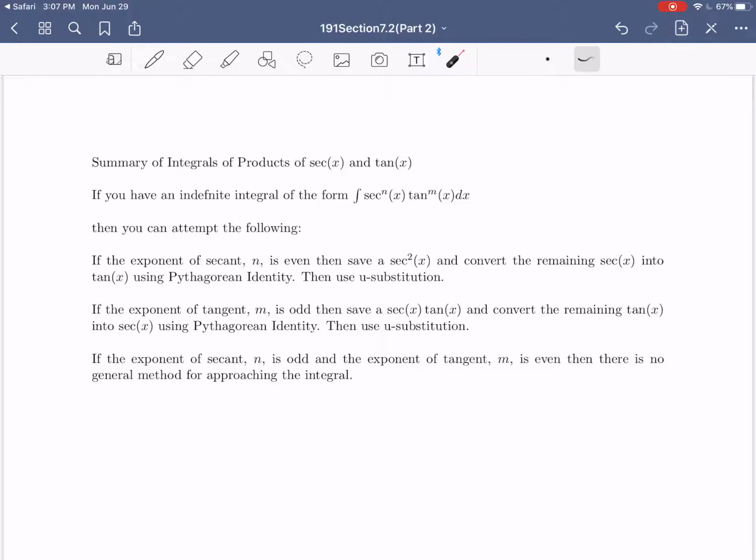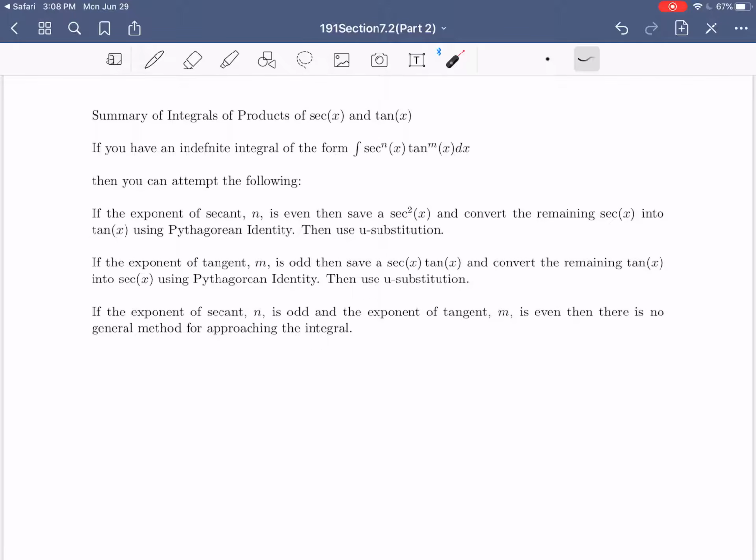Doesn't mean that you can't do them. There just isn't a general strategy that applies to every situation. Instead, any situation like that, odd power of secant, even power of tangent, you're going to have to go through and just try out different approaches.